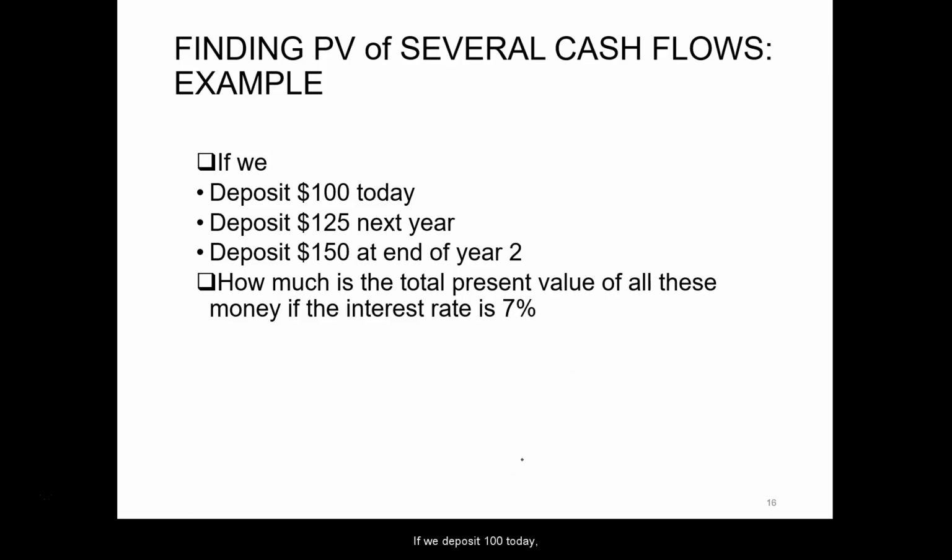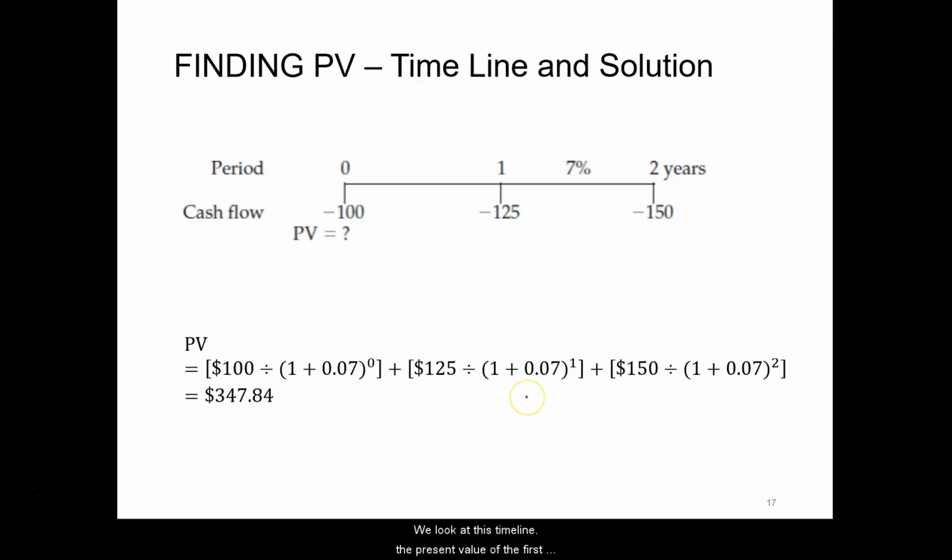If we deposit 100 today, 125 next year, 150 at the end of year 2, so this is the same timeline as what we looked at before to calculate the total future value. So now if we want to calculate the total present value of all these cash flows, we look at this timeline. The present value of the first one, we just use $100 divided by 1 plus I to the power of 0, because the first cash flow is at time 0, so it will be itself.